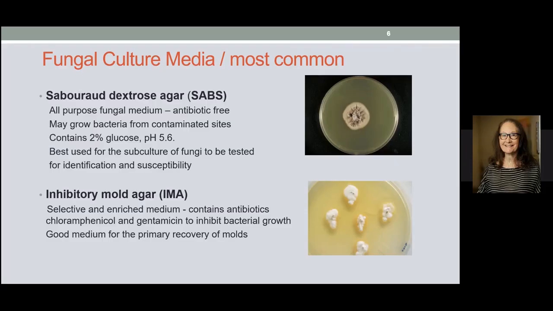The most used agar these days is inhibitory mold agar, or IMA. It's a selective and enriched medium. It contains antibiotics, chloramphenicol and gentamicin, to inhibit bacterial growth that commonly occur in a lot of the specimens that you're going to do fungal culture. And these antibacterial agents help a great deal prevent the contamination of the culture and the bacteria overgrowing yeast or fungal organisms that might be present. So this becomes a very good medium for the primary recovery of molds.